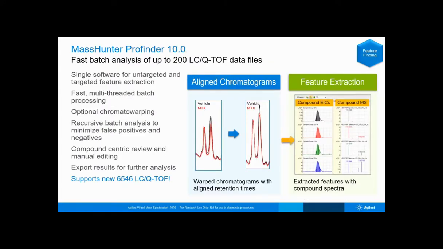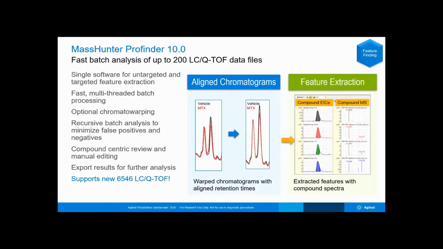Moving now away from data acquisition onto software. So we have continued to enhance Mass Hunter Profinder feature finding software, which is critical to data analysis. Over many years now, Profinder has been optimized for both the accuracy of the feature extraction as well as the speed. Profinder uses a unique recursive analysis approach across the sample batch in order to minimize missing features.